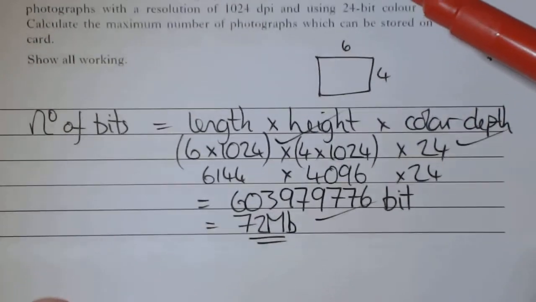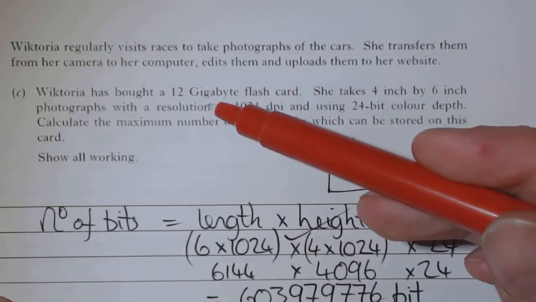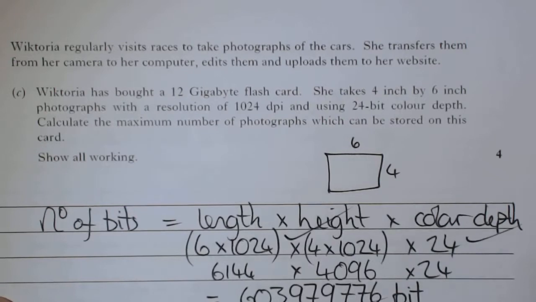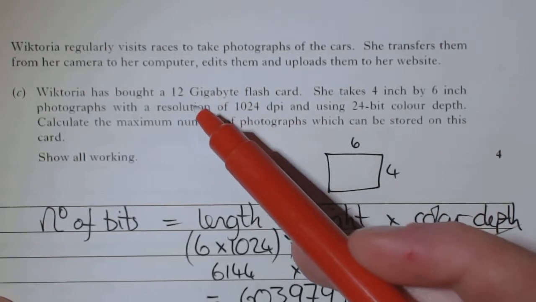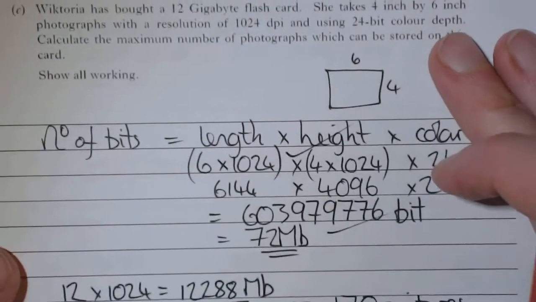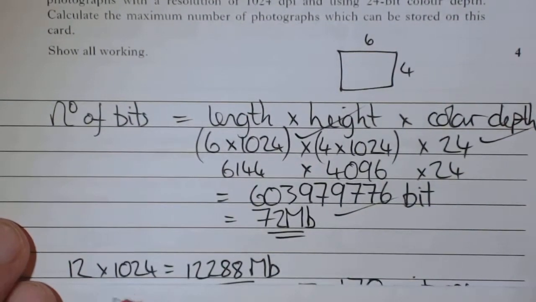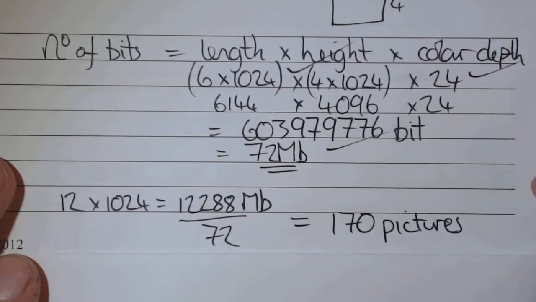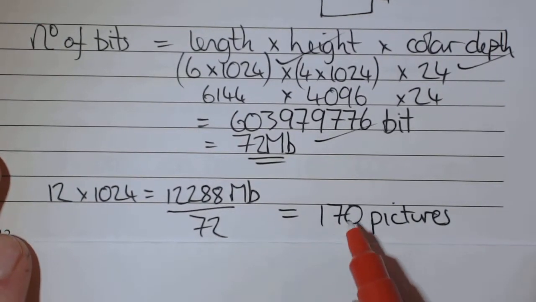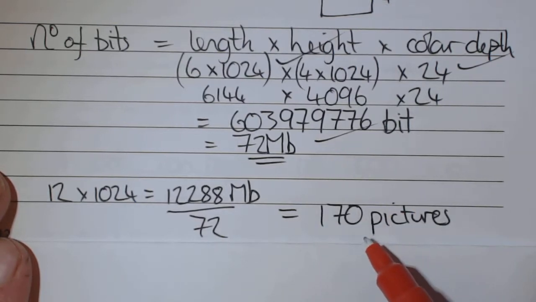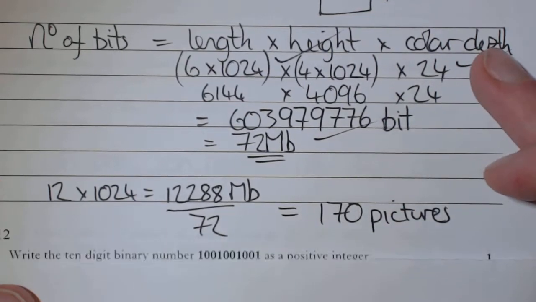Now, to work out how many of these pictures can fit into a graphics or a flash card of 12 gigabytes, just convert the 12 gigabytes into megabytes. Okay, so you want to have these as the same units. So to do that, you've got 12 times 1024 will give you the flash card in megabytes. After you've got that, just divide it by 72. If you get a number that's got a decimal point to it, okay, so just round it down because you don't want to be saving 0.6 of a picture.